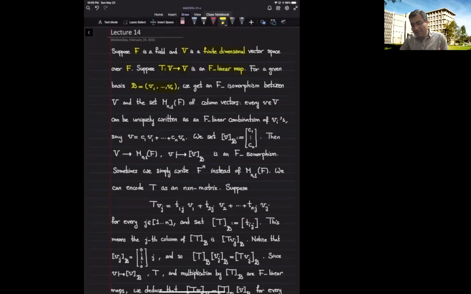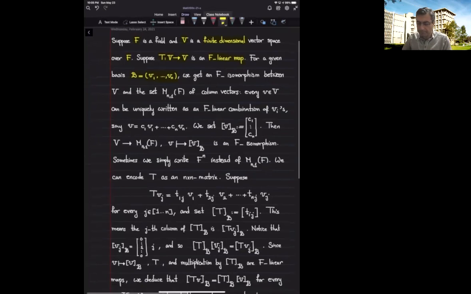Now, knowing that every other vector is a linear combination of these v sub i's in a unique way, we can associate a column vector to every vector in the vector space V. In fact, we use this to show that every finite dimensional vector space is isomorphic to F to the n, where n is the dimension of V over F.